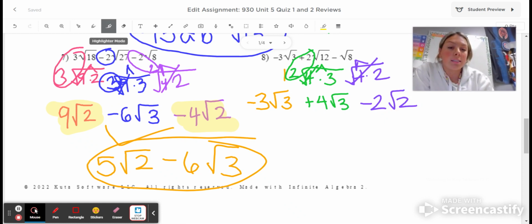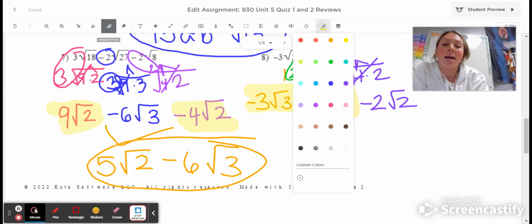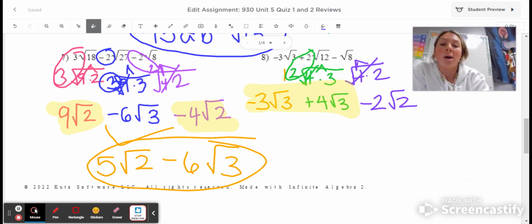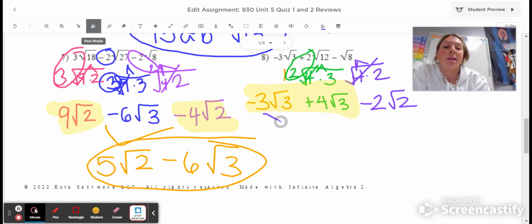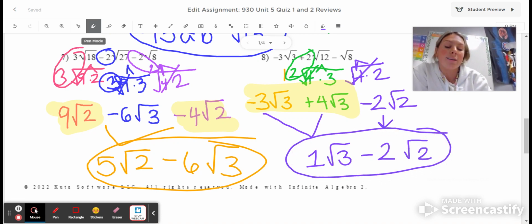Now I'm looking to see, do I have any like radicals? And I do. And I only am going to add the coefficients. So I have negative 3 root 3 plus 4 root 3. So I'm just going to say negative 3 plus 4, which is 1 square root 3. And then we're going to bring down the minus 2 square root 2. It cannot be combined, so it just comes with it, our final answer: 1 root 3 minus 2 root 2.